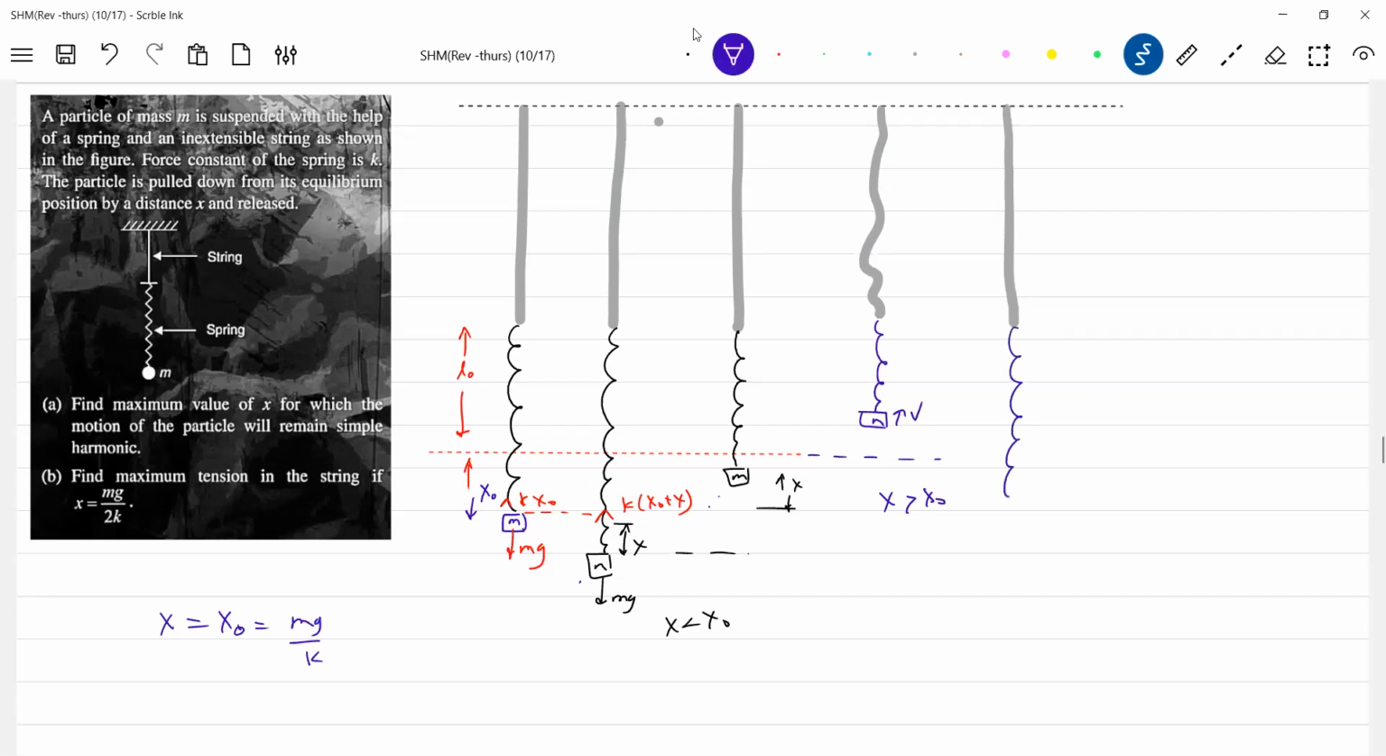Worst case, go for the diagram, otherwise not needed. With the maximum tension in the string, if x equals, here the spring force will be k(x naught plus x). Then what is the state here? The spring force will act here also, no? And this is the string, so this will be slack.